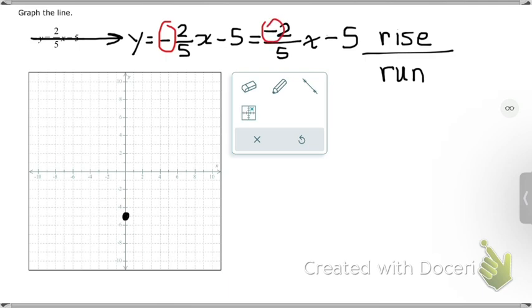And in that case, since the numerator is the rise, the negative tells me go down 2 units. And then the 5, as it did before, sends us 5 units to the right. And we've got our second point. Draw a line through those 2 points. And that's the graph of the line. So that's the graph of a linear function in the form y equals mx plus b. Simple enough.